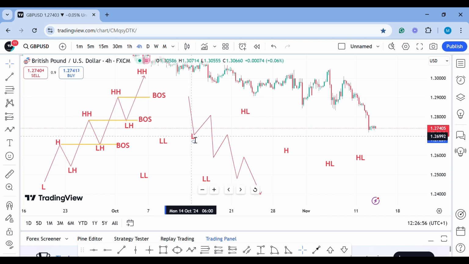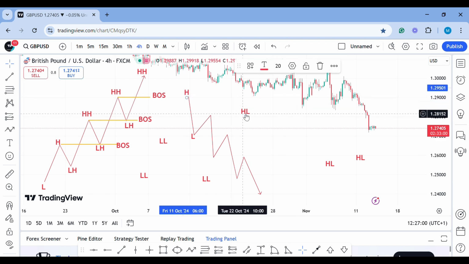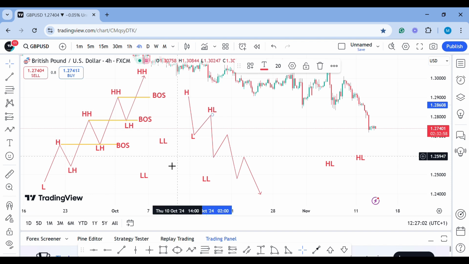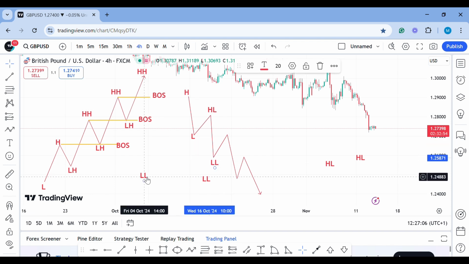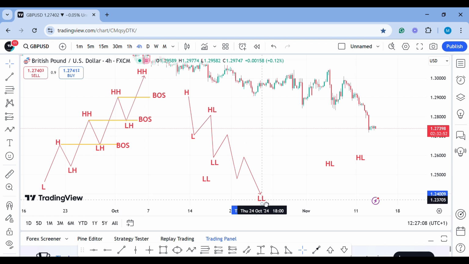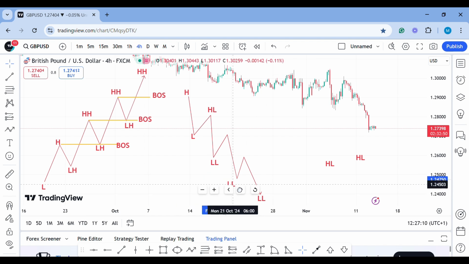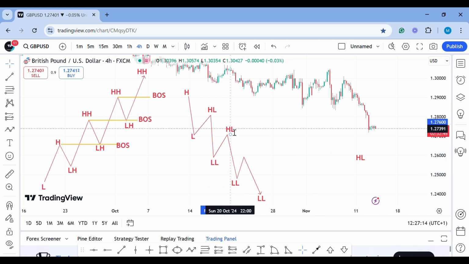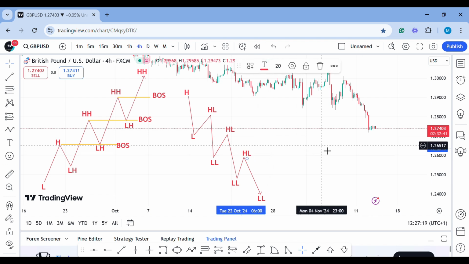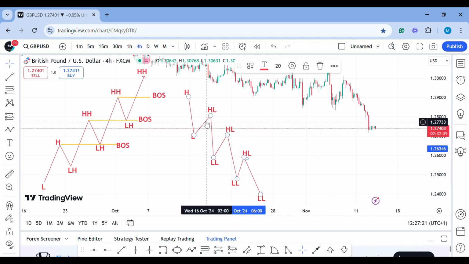Yeah, this is the low it created. Then this is the high, higher low, lower low, lower low, lower low, higher low, higher low. You understand? So this is the impulsive move to the downside and the correctional moves.